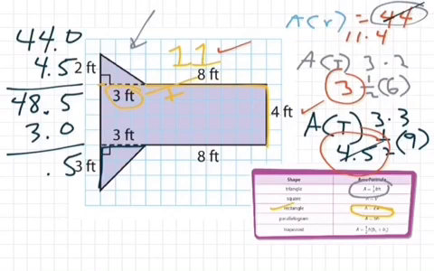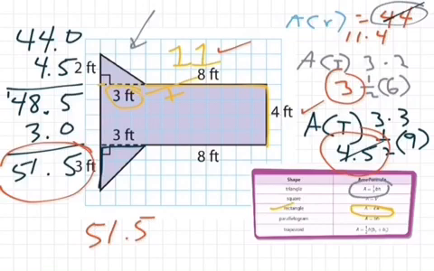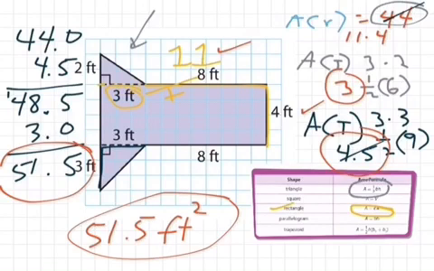Decimal 5, 8 plus 3 is 11, carry the 1. The composite shape here, the full area, is 51.5 feet. Remember, this is squared, and we always do area for this one.